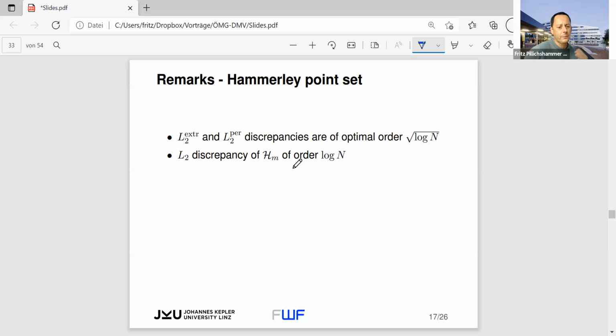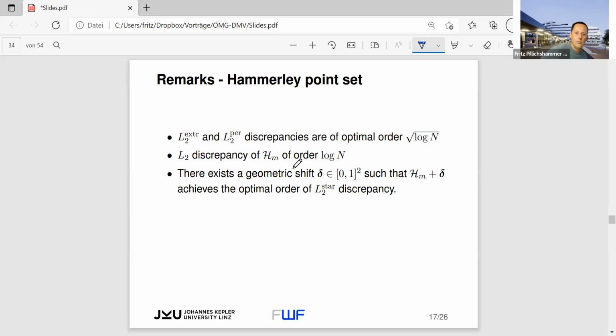For example, it's known that one can apply digital shifts, and there are papers which exactly characterize those digital shifts such that the digitally shifted Hammersley point set again has an optimal order square root log n. But the pure Hammersley point set without any shift or other manipulation, for example symmetrizing, which would also work, doesn't have optimal order of L2 discrepancy.